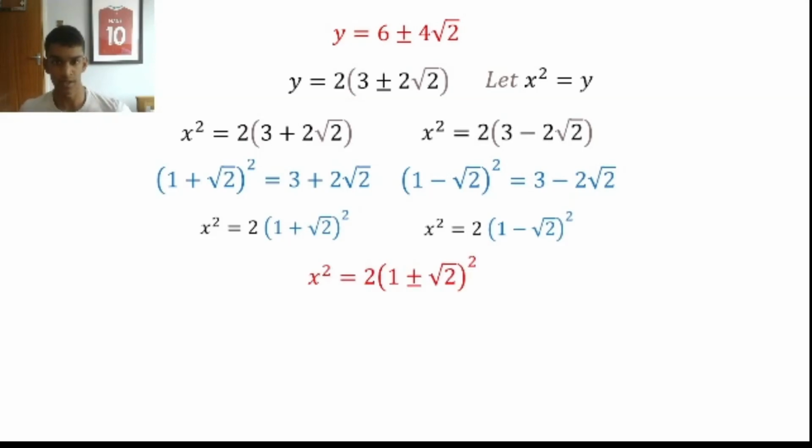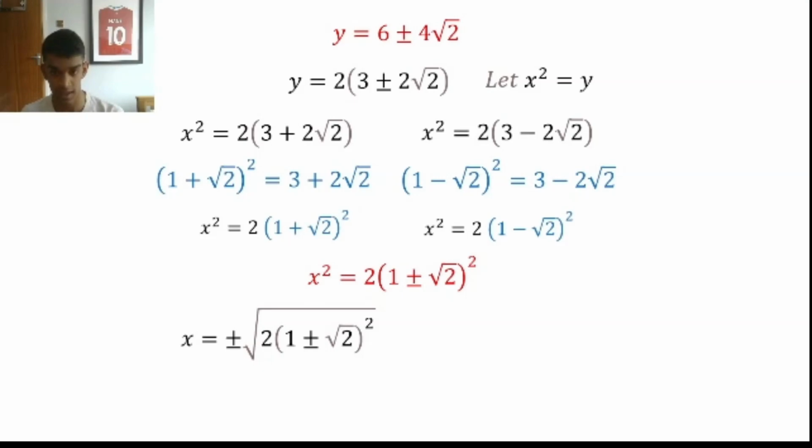And so we can revert back to the plus minus symbol, because they are essentially the same thing, except one has a plus and one has a minus. So as a whole, x squared is equal to 2 multiplied by (1 plus minus root 2) all squared. So this is where it gets a little bit tricky. To solve for x, we need to root the whole equation.